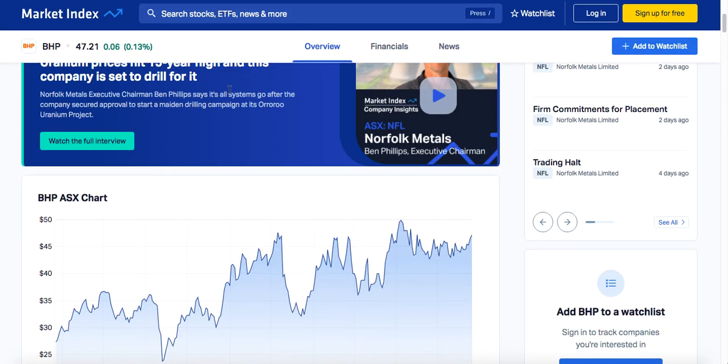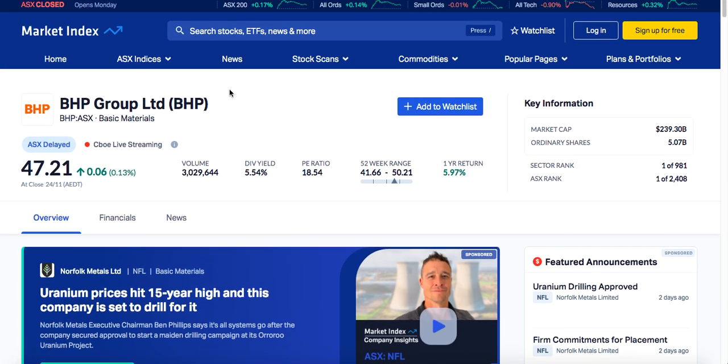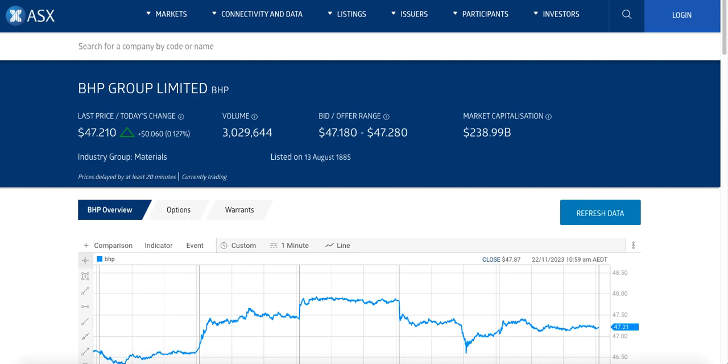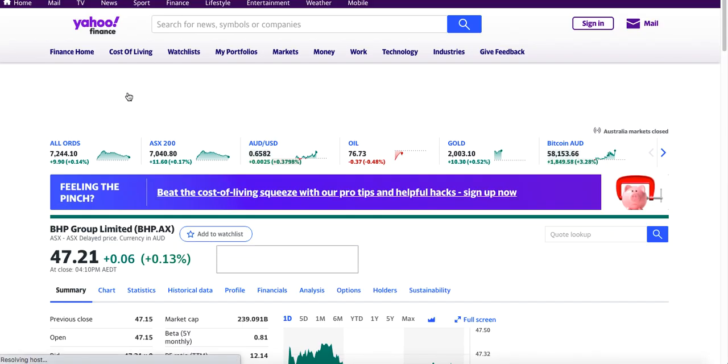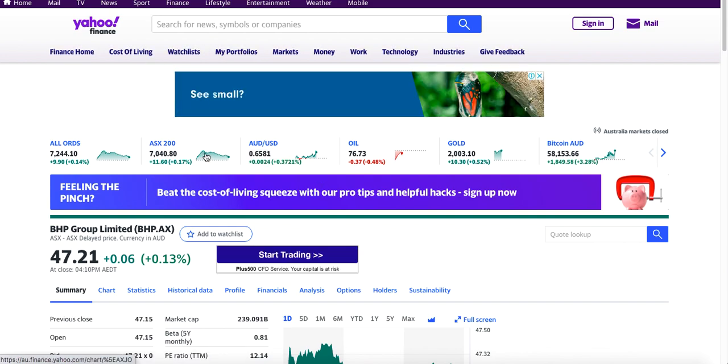If I was to say personal preference, if I was looking for something really fast just to get information, I'd probably be using Market Index. If I wanted detailed information on only ASX, so securities listed in Australia, I'd be going to asx.com.au. However, big props to Yahoo Finance because they have a lot of information on not just Australian shares, but international shares as well and internationally traded assets. So it doesn't just cover Aussie-based assets.